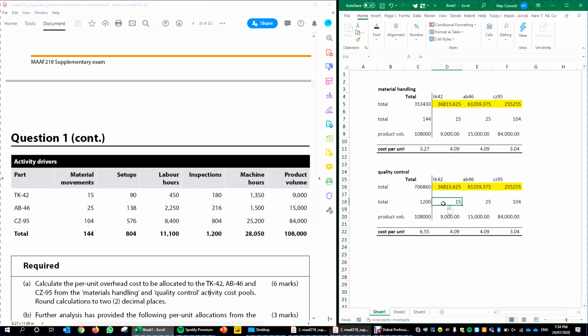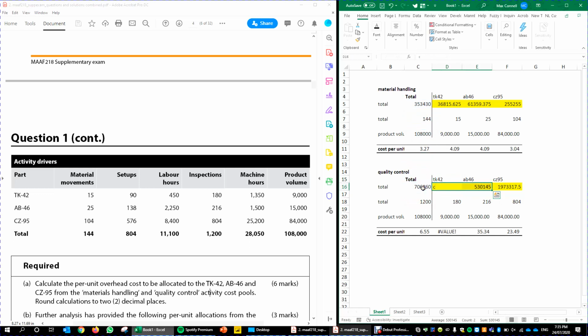And now we can allocate these based on their driver. So how many inspection hours? TK42 has 180, AB46 has 216, CZ97 has 804. Awesome. So now this is calculated automatically. We'll make sure that these actually add up to the total, which it does not. So let's check the formulas. Oh, okay, so they're linking into the wrong one. Let's drag those down.